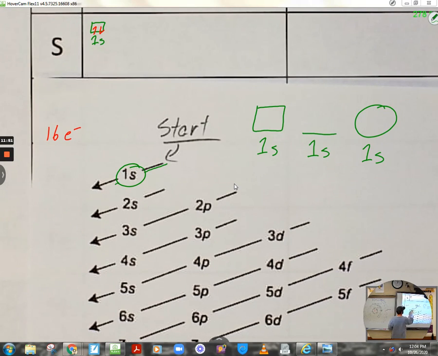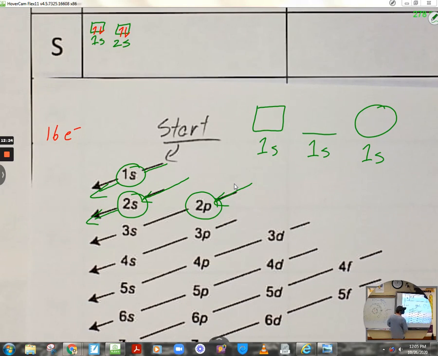I've gone from here through here. Now I'm going to come to my next arrow going down. What do I run into? 2s. So now I'm going to draw myself a box and call it 2s. How many electrons can go in there? 2. There's 1, 2. Okay, so 4 down, how many left to go? 12 more to go. I go to my next arrow. What do I come to? I come to 2p.